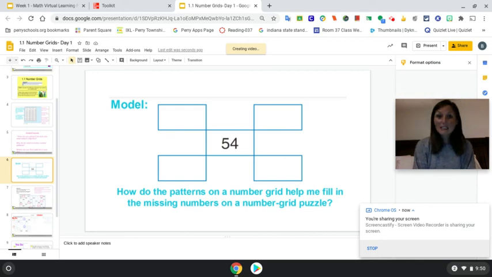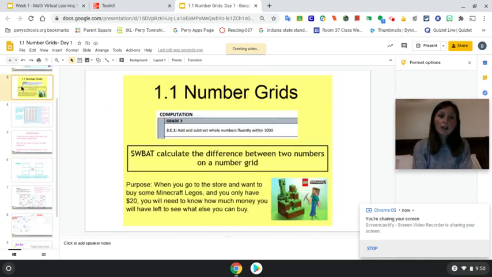All right, so for today, we are working on number grids and we're calculating the difference between two numbers on a number grid. This is going to help us get ready for tomorrow when we're going to have the large number grid and we're going to be able to take one number and another number and find the difference, kind of like what you were doing on your math message.